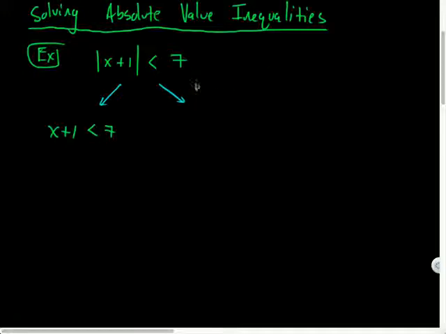So there's two possibilities. X plus 1 is less than 7, or x plus 1 is less than negative 7. Well, using our absolute value knowledge, we would want to change this to a negative 7, right?